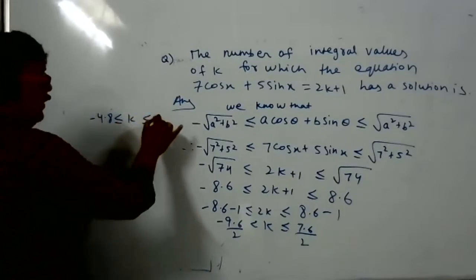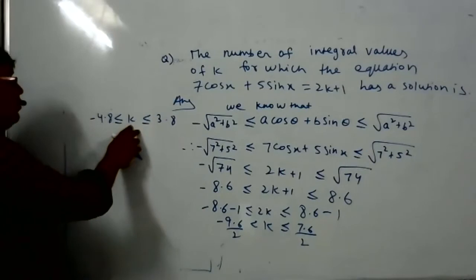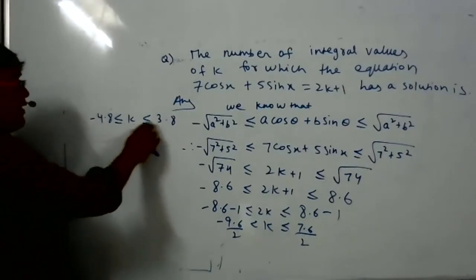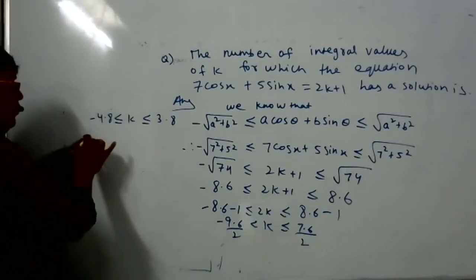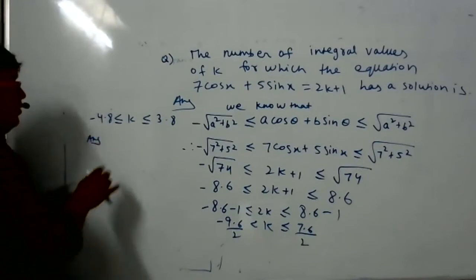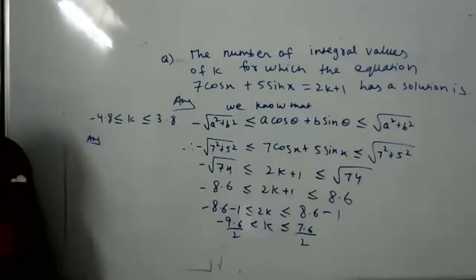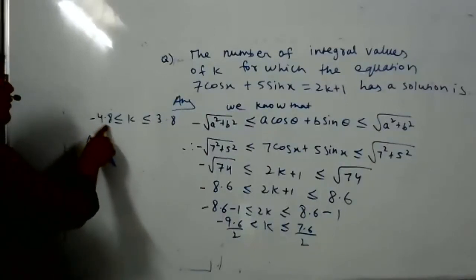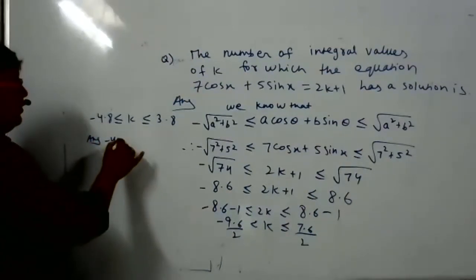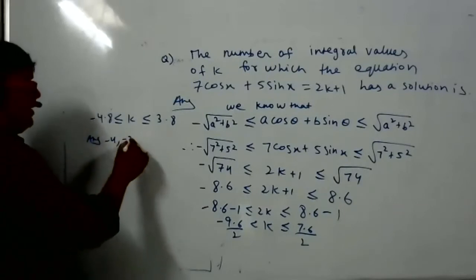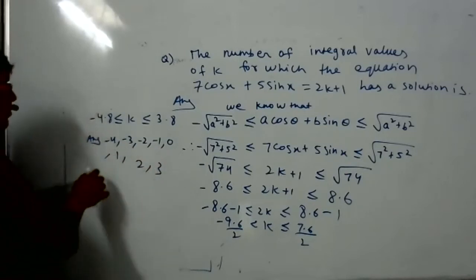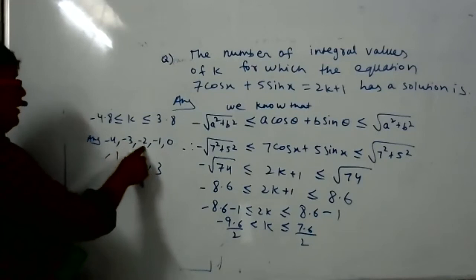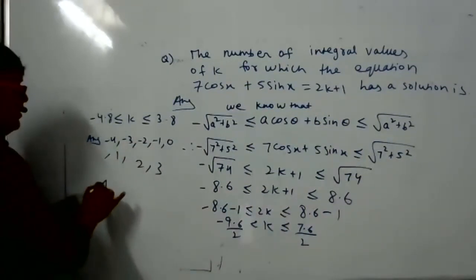Student, but we are interested in the integral value. When k is more than minus 4.8 and less than 3.8, so which integral values can k take? 3.8. Integer boy. 0, 1. No, minus 4.8. What is the closest integer to minus 4.8? Sir, minus 4. Next is what? Minus 3. Go systematically. First minus 4, minus 3, minus 2, minus 1, 0. Then 1, 2, 3. How many? 1, 2, 3, 4, 5, 6, 7, 8. So the answer is 8.